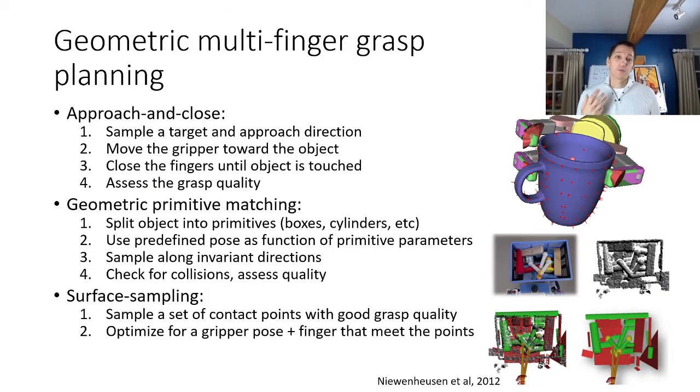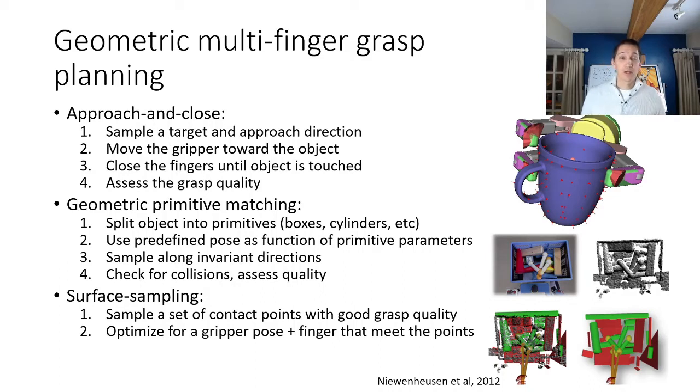The situation is much more complex for multi-fingered grasps. And so for geometric multi-finger grasp planning, this is a topic of active research. And there are three general approaches that are summarized in the chapter: approach and close, geometric primitive matching, and surface sampling.